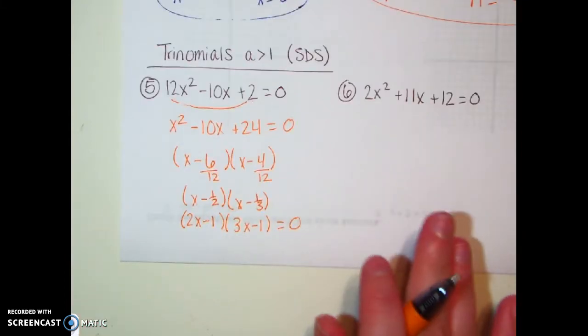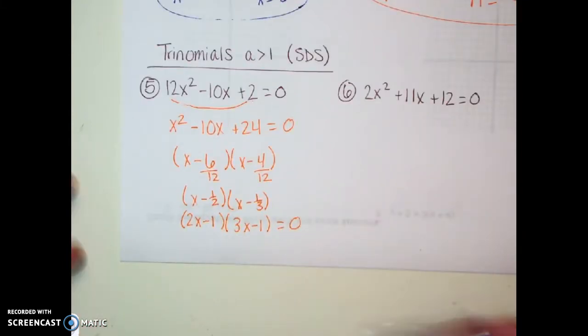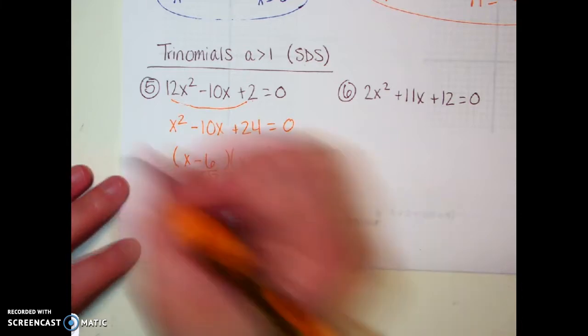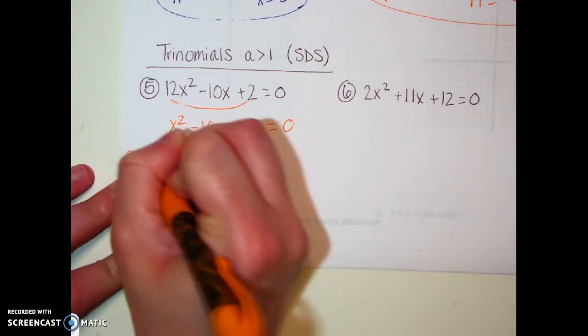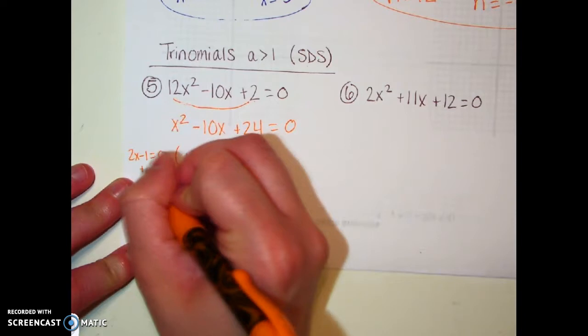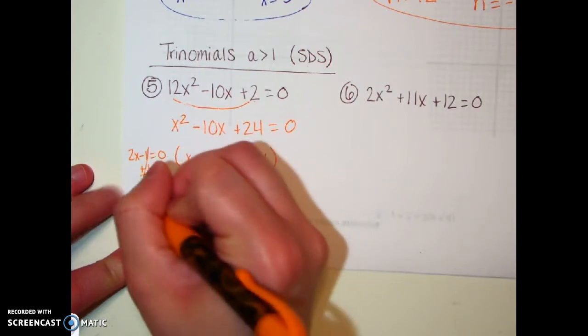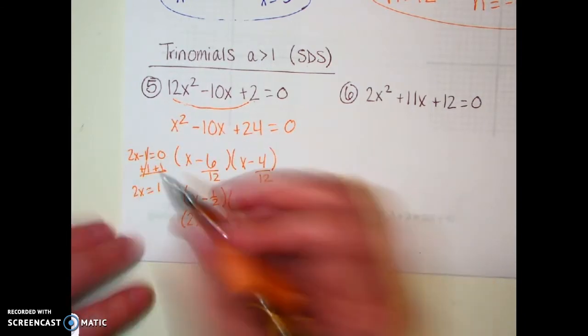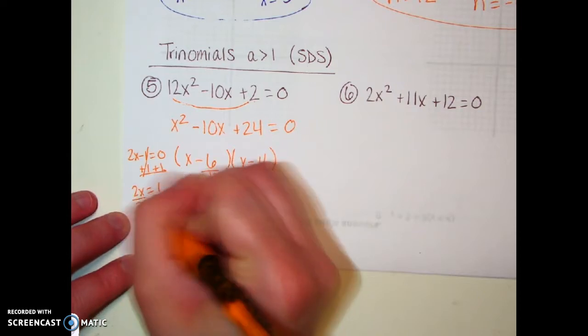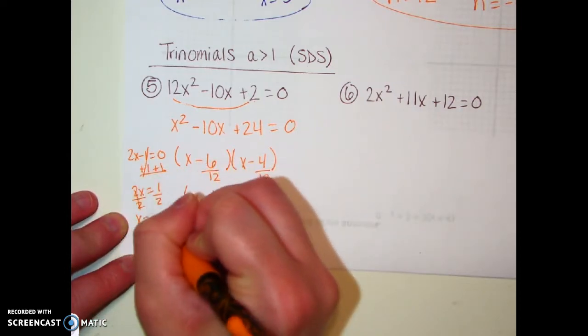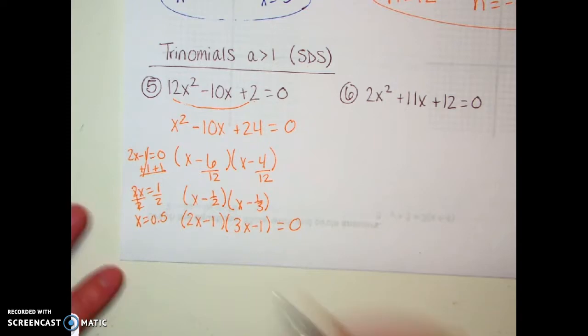So now I'm going to have to solve both of them. I kind of am out of space here. I'll do one here. 2x minus 1 equals 0. Add 1. 2x equals 1. Divide by 2. X equals 0.5. So there's one of the answers.